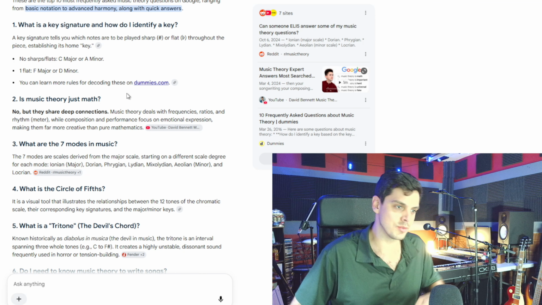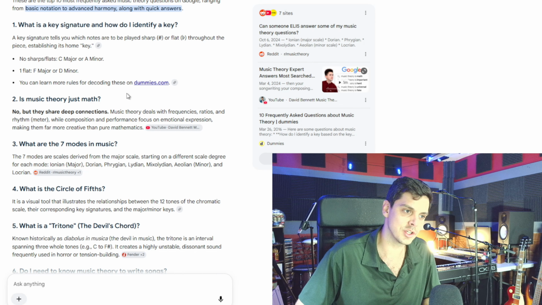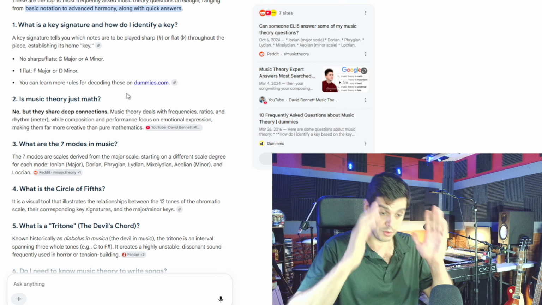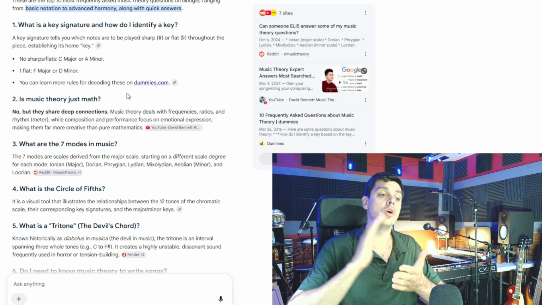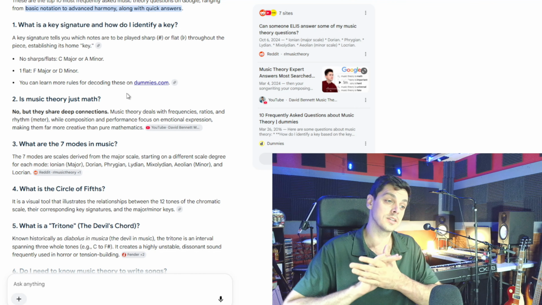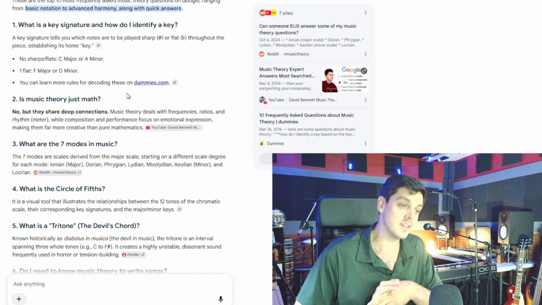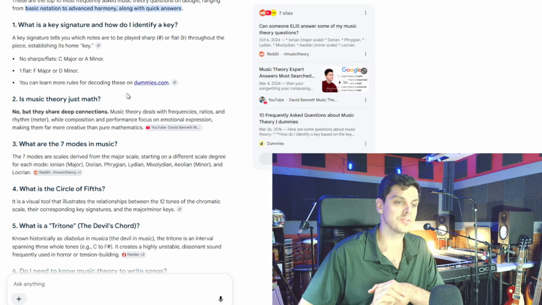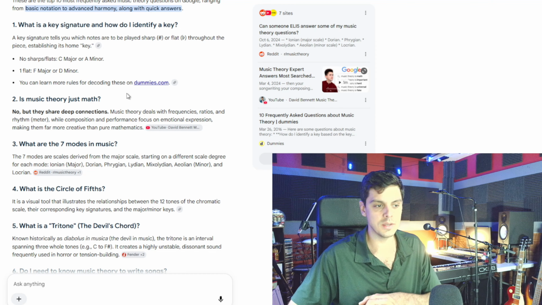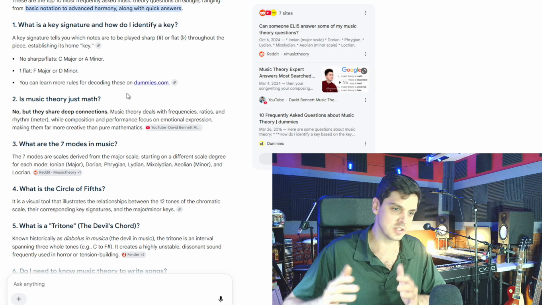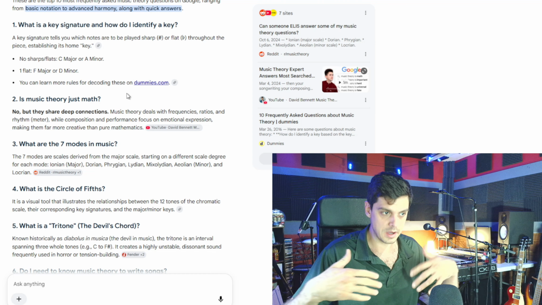All right, question number 3, and I can tell you right away that I'm not the biggest fan of both the question and the answer here. So, what are the 7 modes in music? The 7 modes are scales derived from the major scale, starting on a different scale degree for each mode. Ionian is major, Dorian, Phrygian, Lydian, Mixolydian, Aeolian, which is minor, and Locrian.